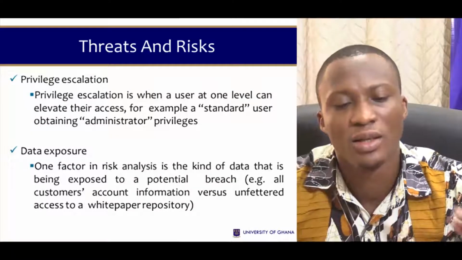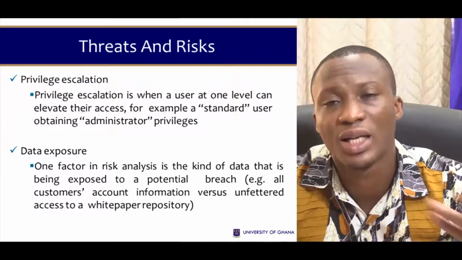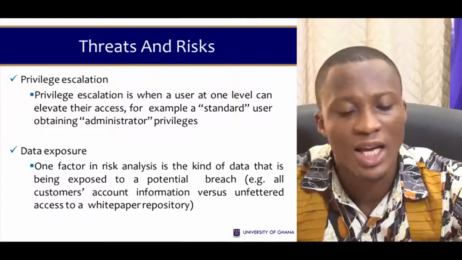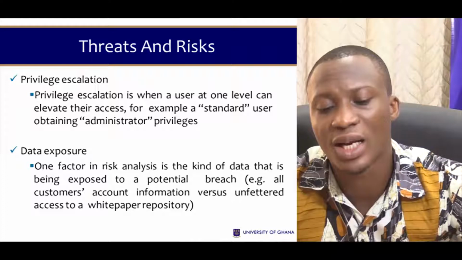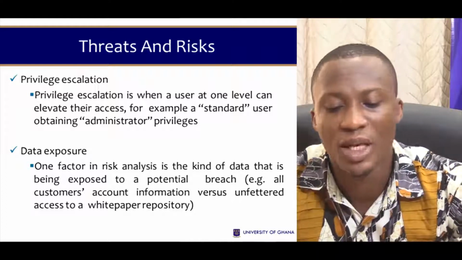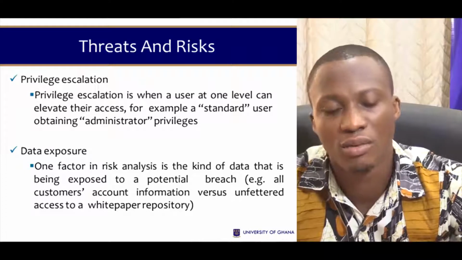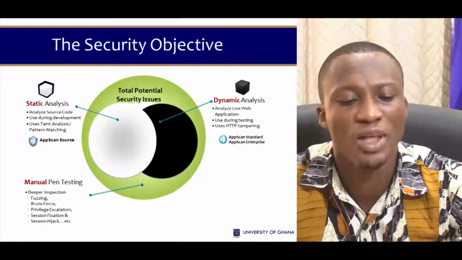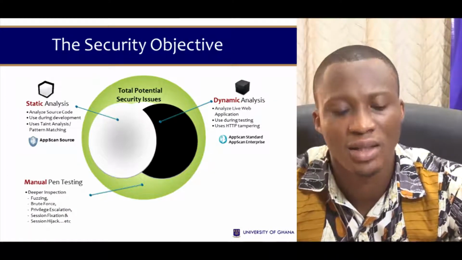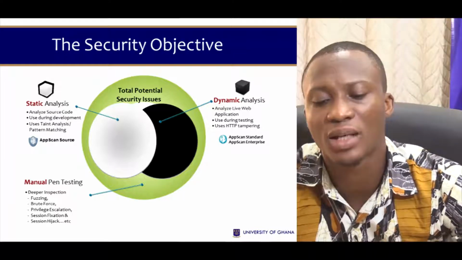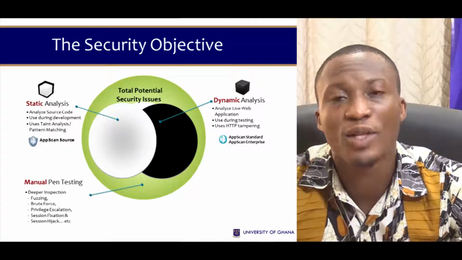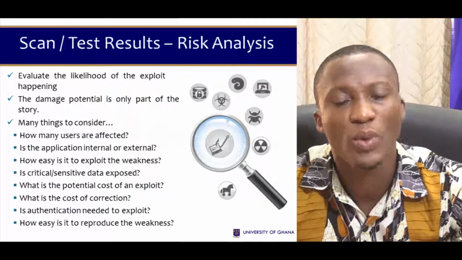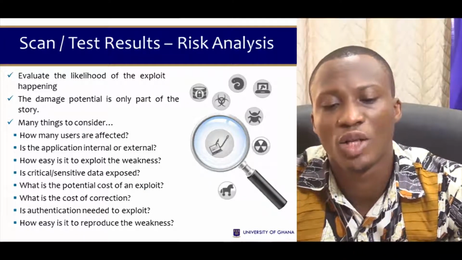And we've also looked at, for threats and risk, privilege escalation, talking about the vertical and the horizontal privilege. We've also looked at data exposure. One factor in risk analysis is the kind of data that is being exposed to potential breach. Then we have the security objectives. We've spoken about SAST and DAST at length, and here the AppScan Standard and AppScan Enterprise tools can be used to assess this risk. Then we have the scan and testing of results.